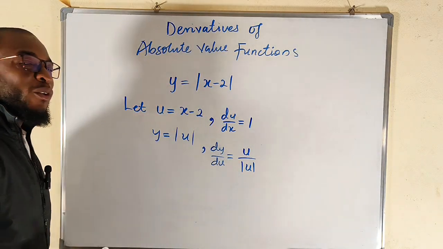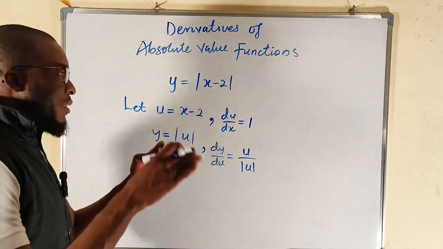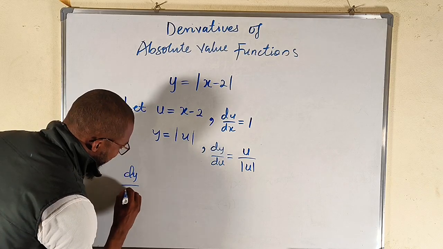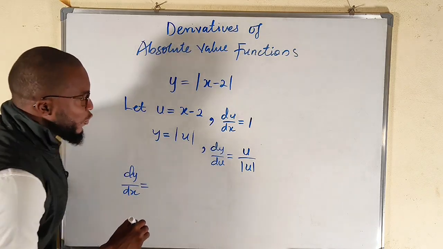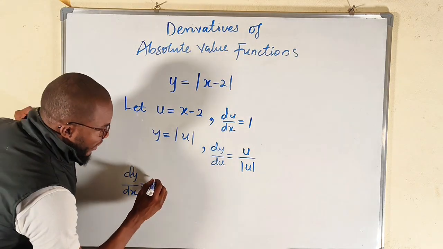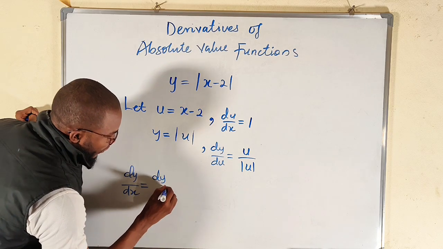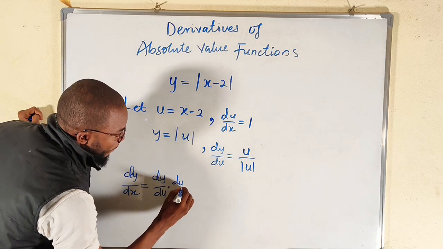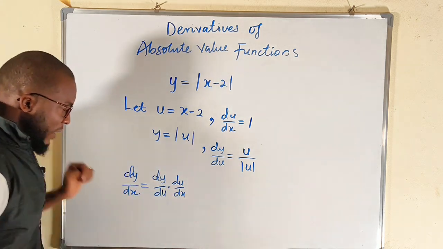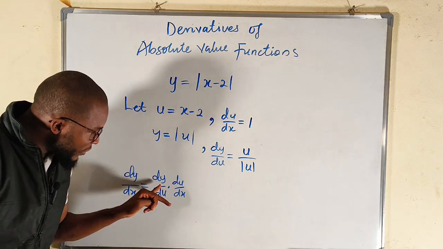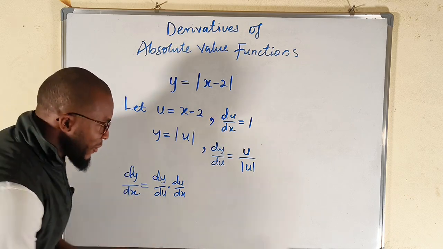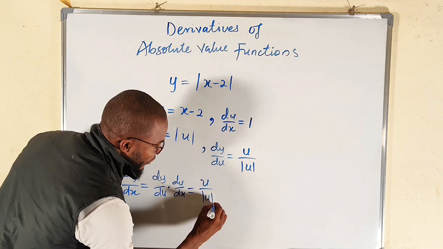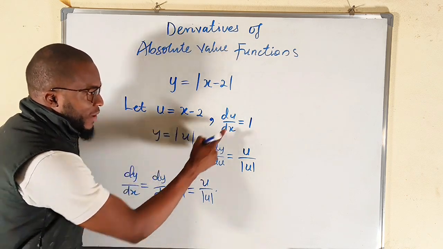So what will be dy over dx, since we are looking for the derivative of y with respect to x? Dy over dx will now be equal to dy over du multiplied by du over dx. Remember the chain rule. The du and du will cancel, and we end up having dy over dx. So let's substitute. This is u divided by the absolute value of u multiplied by du over dx, which is 1.